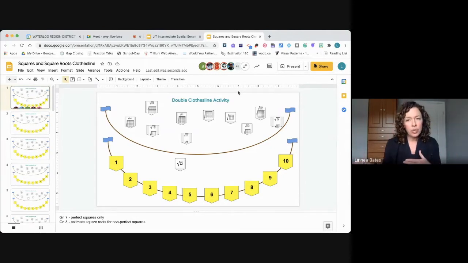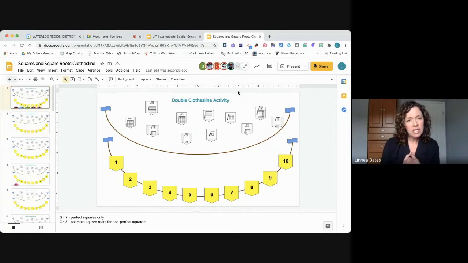But the cards that are gray above, you can move those cards to a spot that you think lines up directly with numbers 1 to 10 below. So you notice that the cards are visual. They show a square root with an actual square underneath. Some of them have the numbers involved. Some of it's just the visual. We always like to keep it visual for our students.